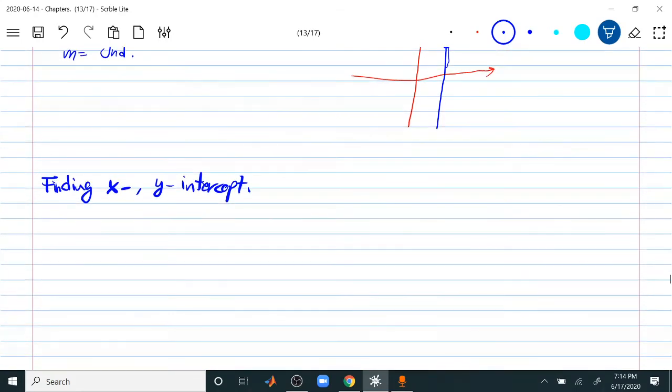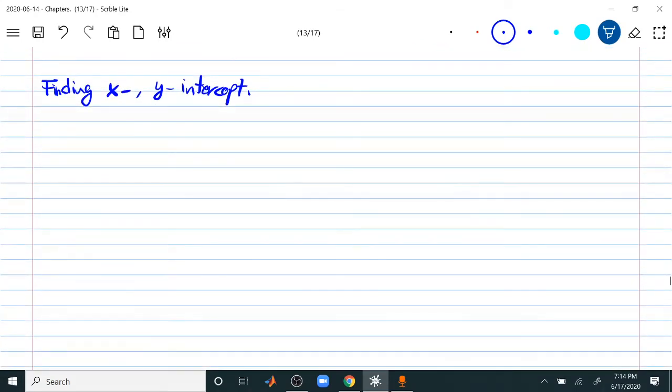Okay. Let's discuss x and y intercept. Later on, we will discuss equation of the line, how to find the equation of the line. These are just preparing you based on the graphing. Finding x and y intercept. So first, let's think about the x and y intercept and what is x and y intercept. Generally, it doesn't really matter if you are discussing a line or a curve or whatever.